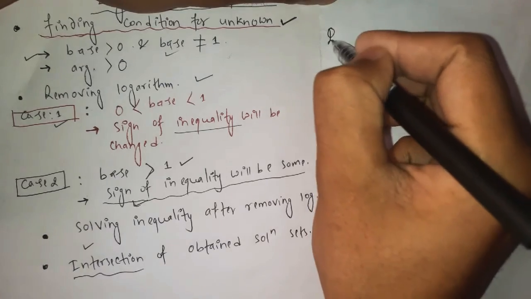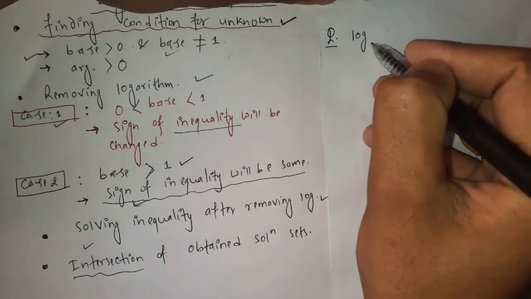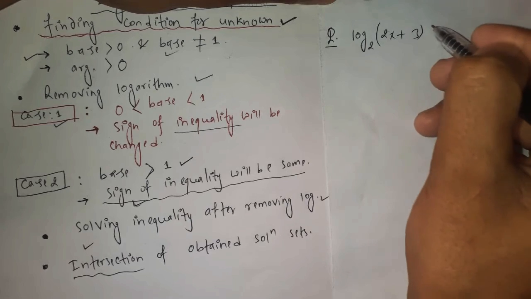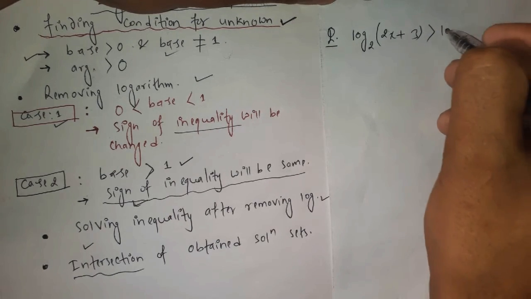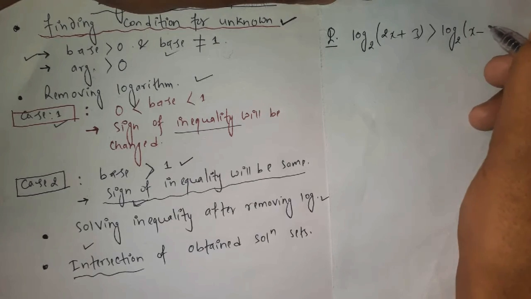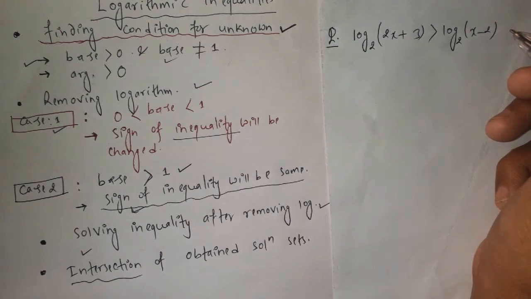Let me write the question here. The question is: log with base 2 of the argument 2x plus 3 is greater than log with base 2 with the argument x minus 2. This is the given inequality. We are going to solve this inequality, and we will obtain the values of x.